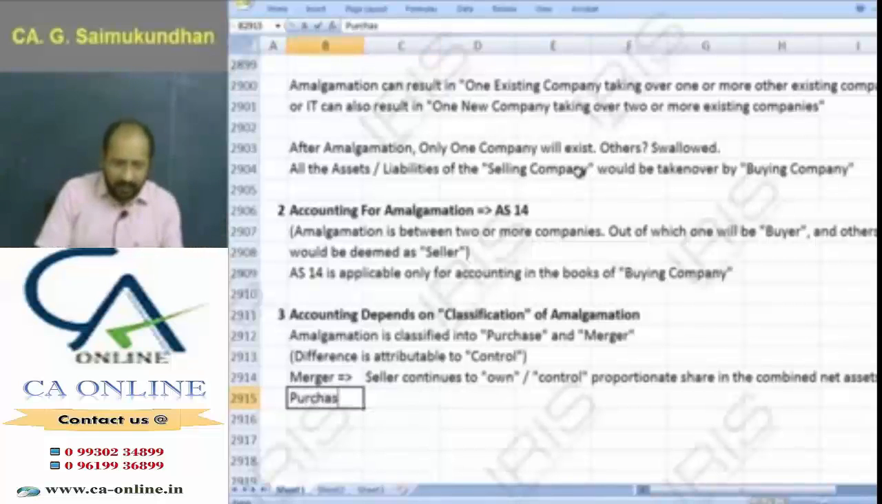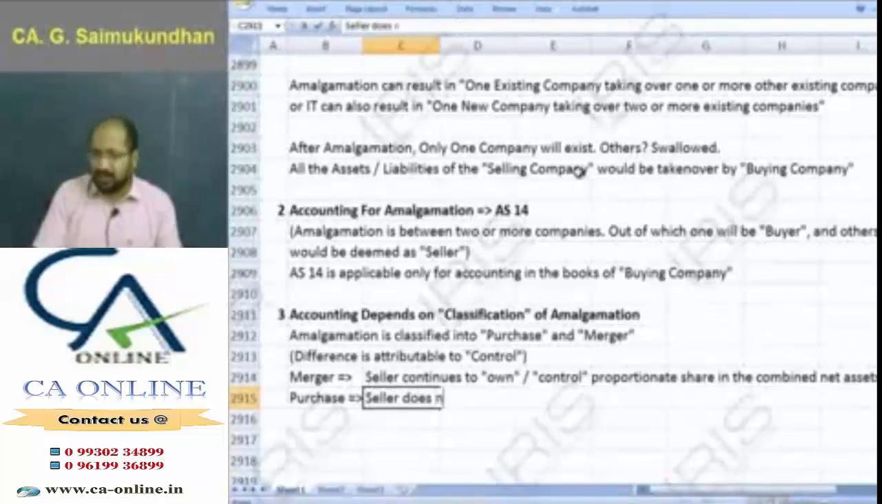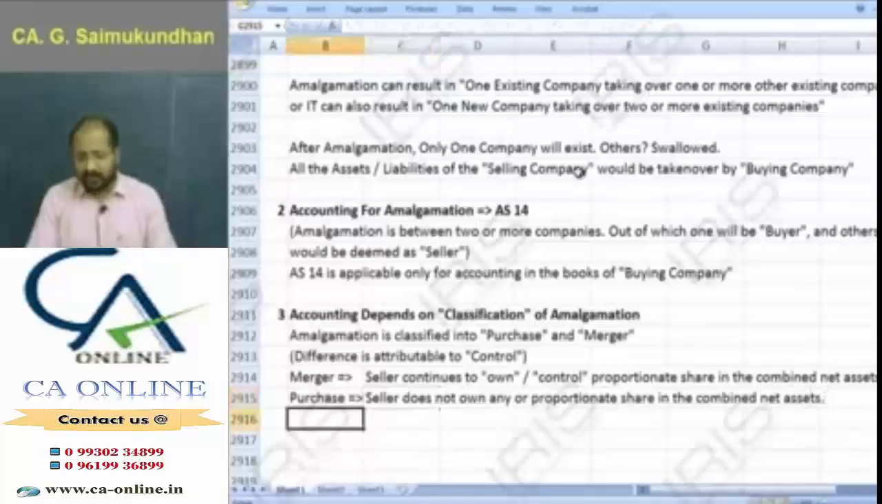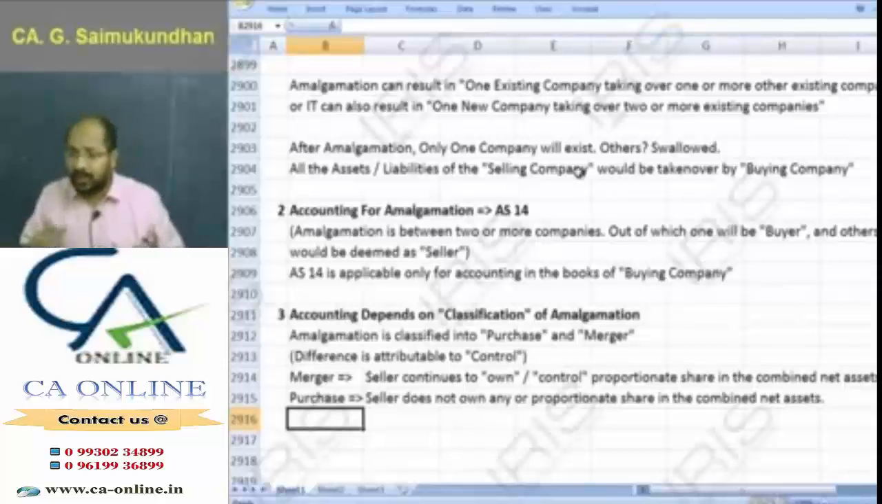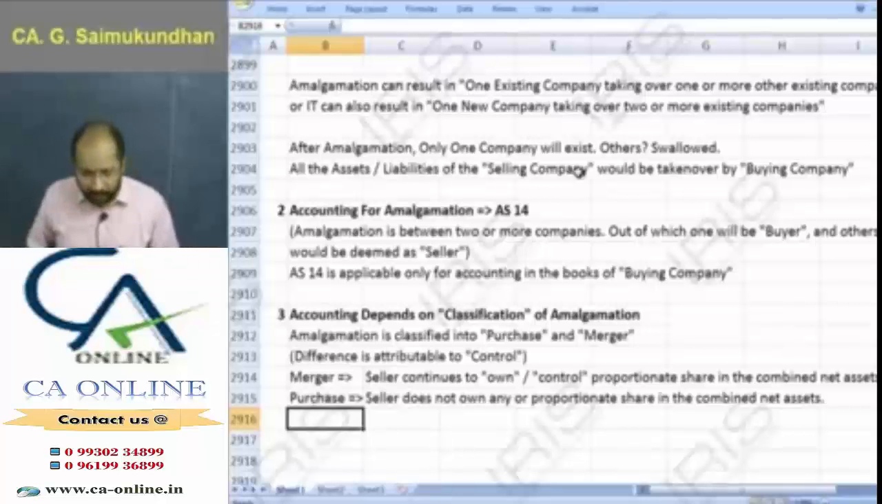So what exactly is a purchase all about, guys? In case of purchase, you will find that the seller does not own any proportionate share in the combined net assets. I'll just emphasize that one. In the second case, I can say that the entire 40 crore can belong to me, the example that I was making a few minutes back. Or I will say that out of 40, 38 crores will belong to me. You continue to hold only 2 crores. 2 crores is a far cry from whatever you were holding before the entire merger business. And that is what we are required to appreciate, guys.